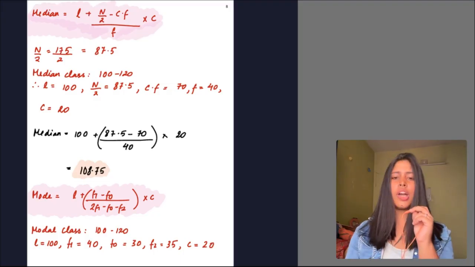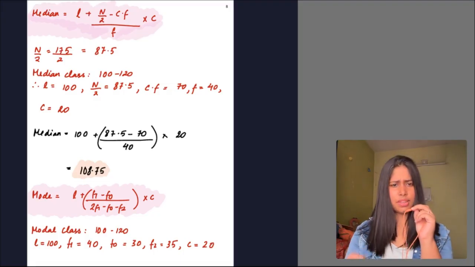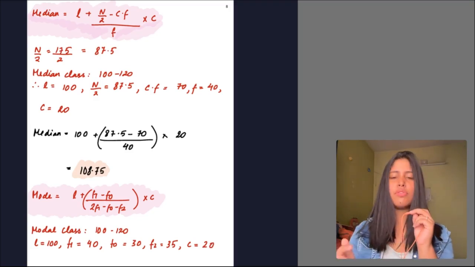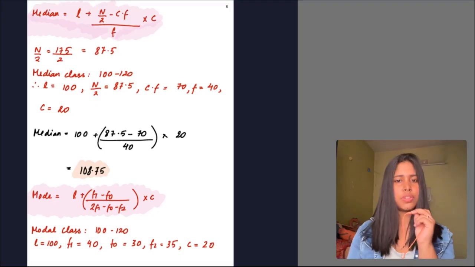All right, now coming to mode. The formula for mode is L plus f1 minus f0 divided by 2f1 minus f0 minus f2, into c.